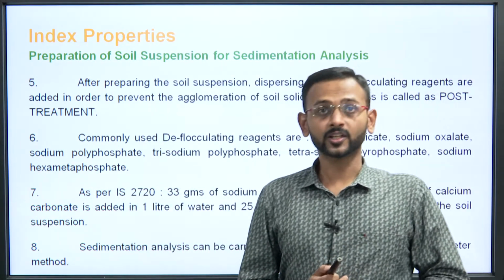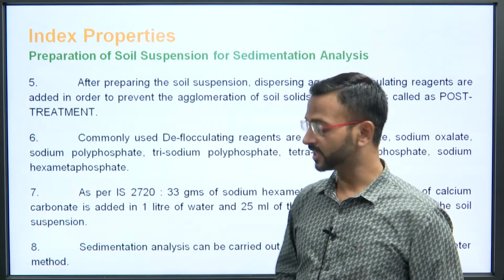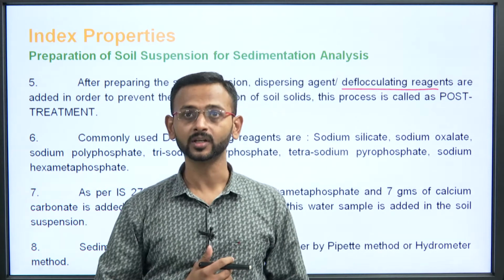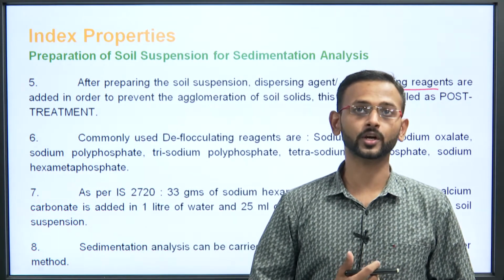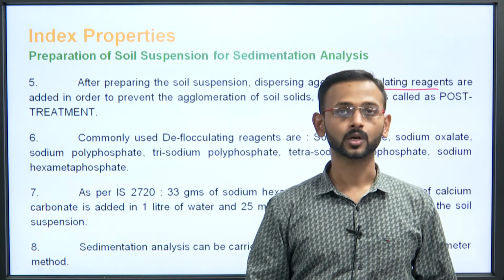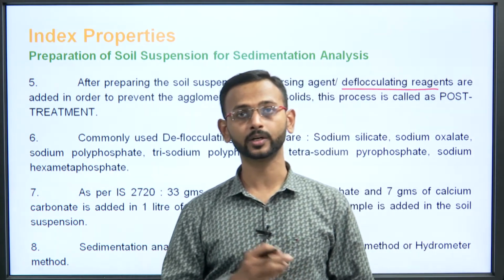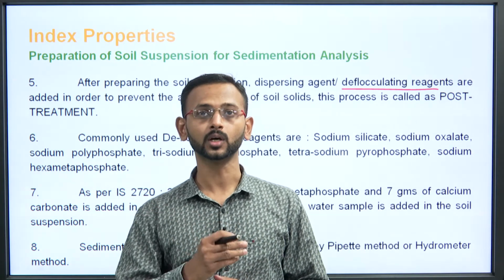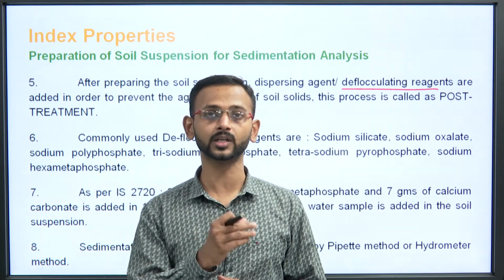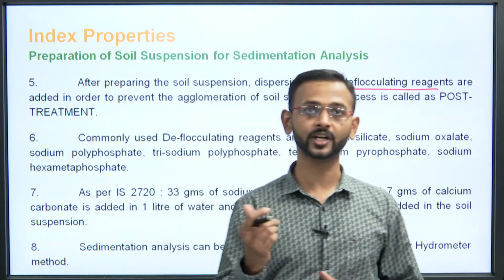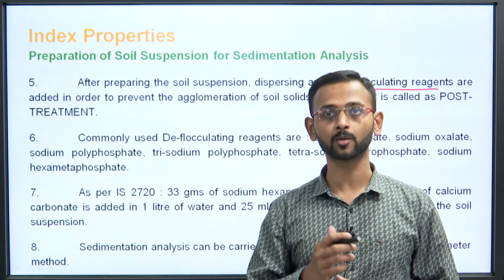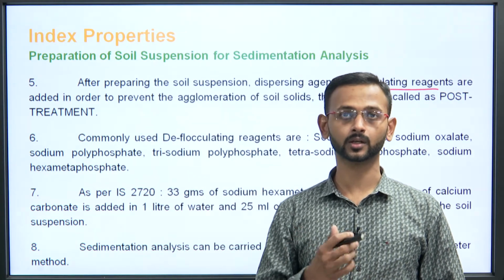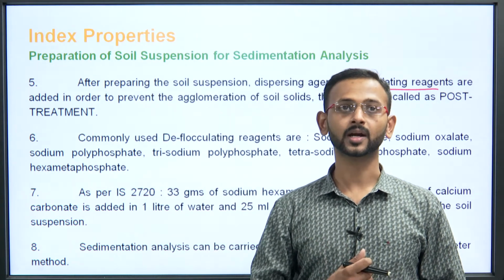Next, after the preparing of soil suspension, some dispersing agent or the deflocculating agents are added in order to prevent the agglomeration of the soil solids, which is referred to as post treatment. So, in the pre treatment also we did what? We did something which could have removed what could have hindered the discrete settling of the particles, that was the pre treatment, and it was removal of organic matter and the calcium compounds. But here we are adding it later on in the second stage, that is the post treatment.